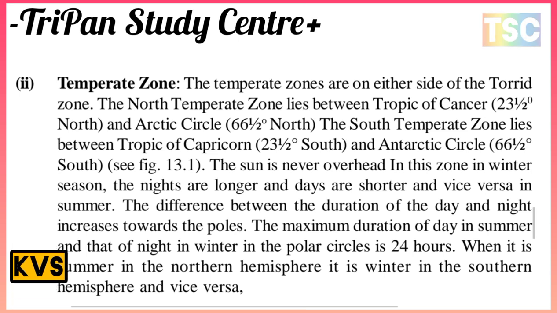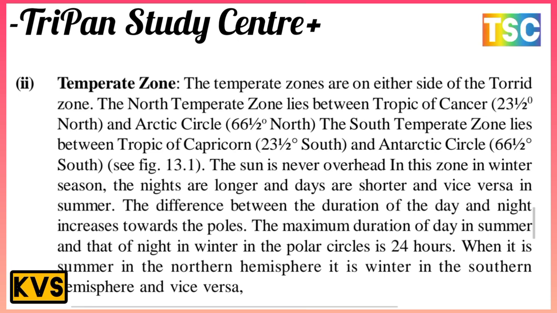The north temperate zone lies between the Tropic of Cancer, 23 and a half north, and the Arctic Circle at 66 and a half north. The south temperate zone lies between the Tropic of Capricorn, 23 and a half south, and the Antarctic Circle, 66 and a half south. The sun is far from overhead in this zone in the winter season.